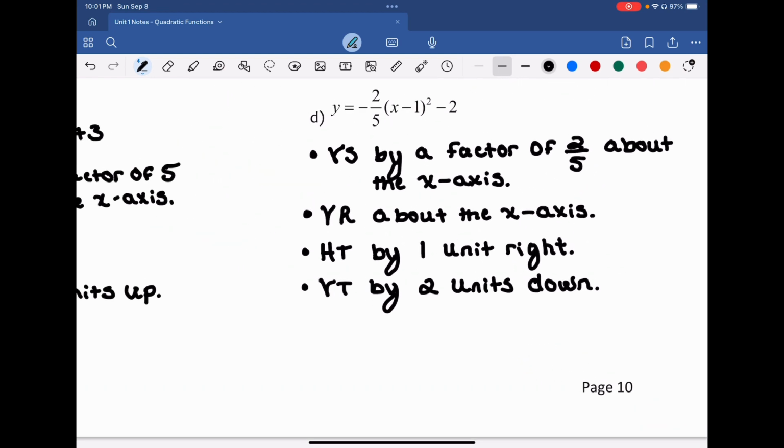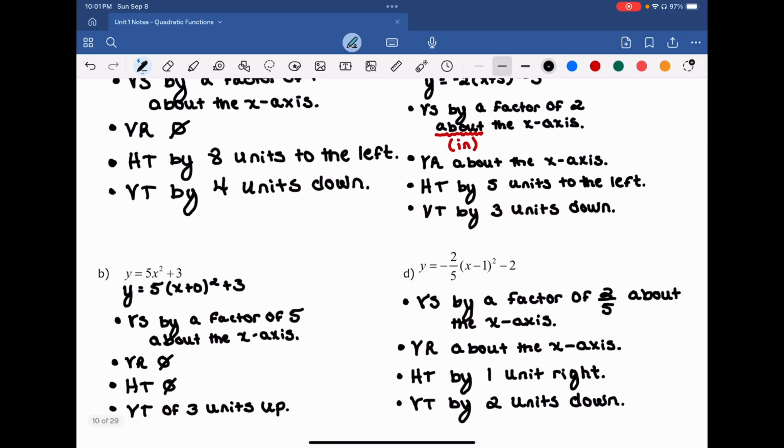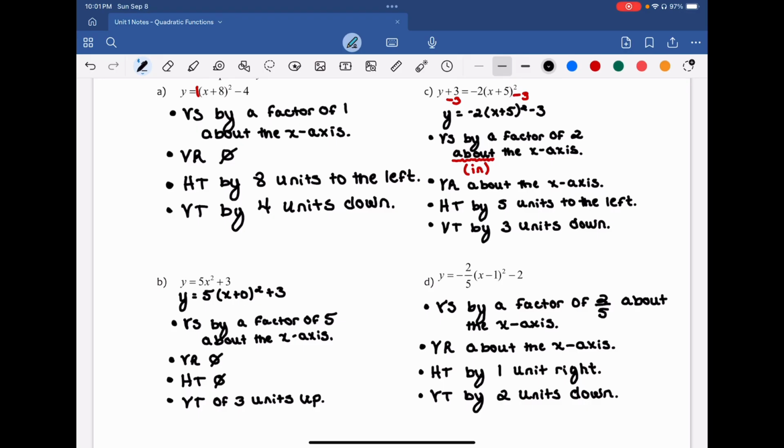Awesome. So whether it be A, B, C, D, all of these ones, you can clearly see we did the same order in which we approach them every single time. We use the SRT rule: stretch, reflection, translation. And so make sure you go in that order.